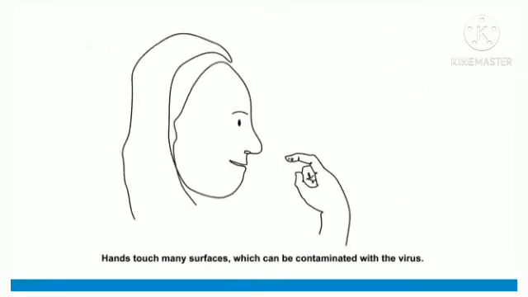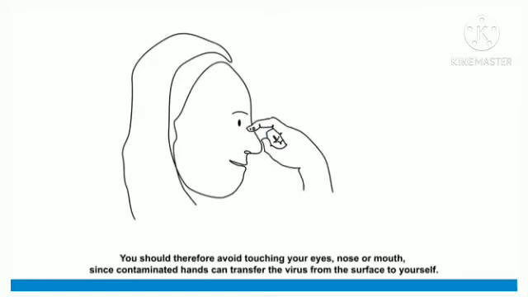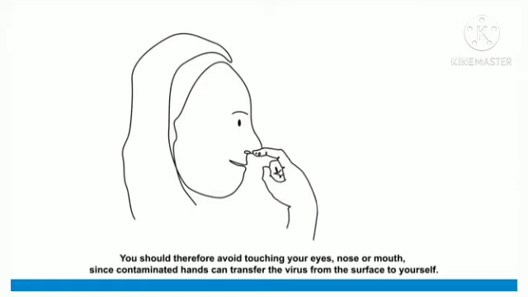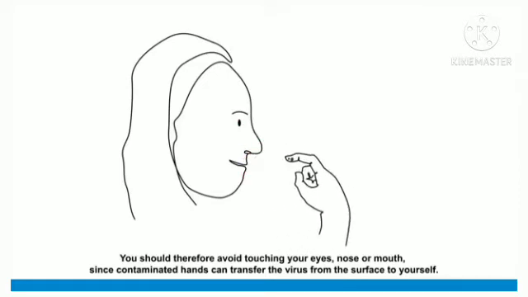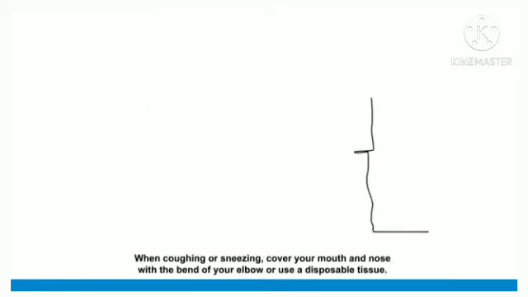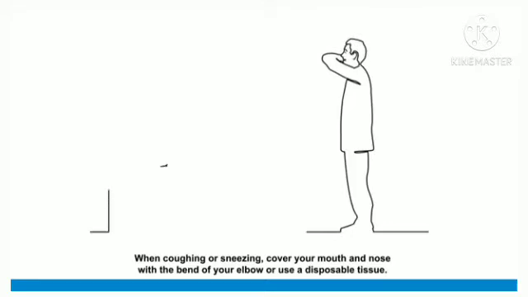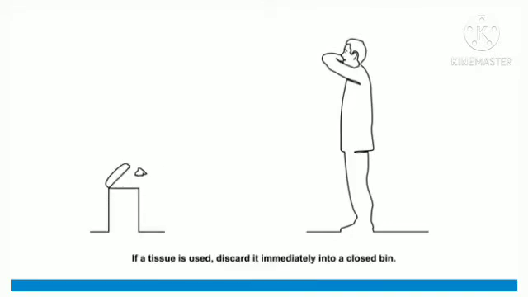Hands touch many surfaces, which can be contaminated with the virus. You should therefore avoid touching your eyes, nose, or mouth, since contaminated hands can transfer the virus from the surface to yourself. When coughing or sneezing, cover your mouth and nose with the bend of your elbow or use a disposable tissue. If a tissue is used, discard it immediately into a closed bin.